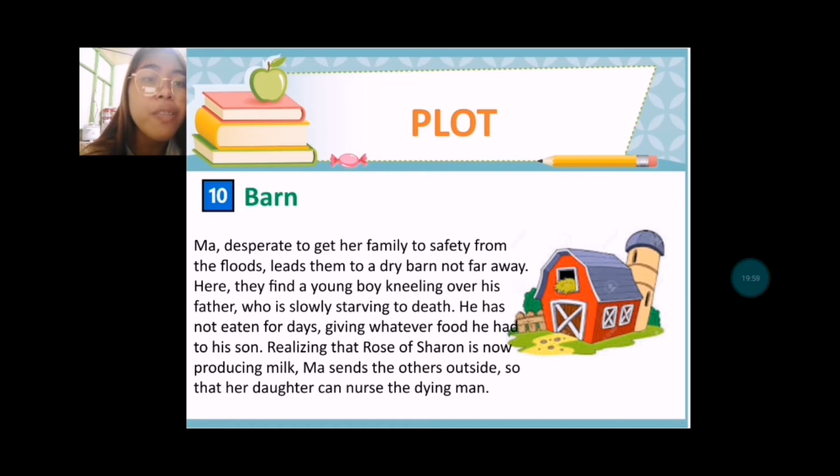So the family finds an abandoned barn where they see a man starving himself to feed his son. That's why Rose of Sharon breastfeeds the starving man to help him survive.